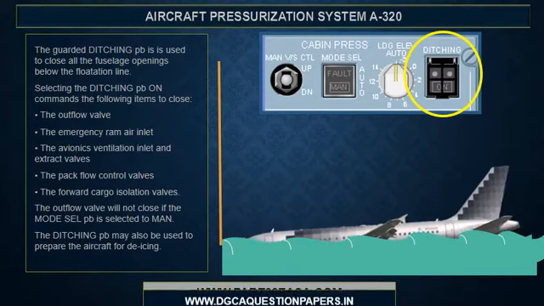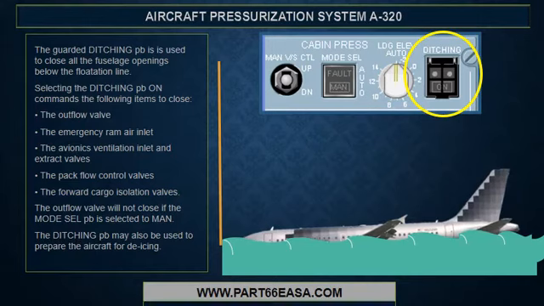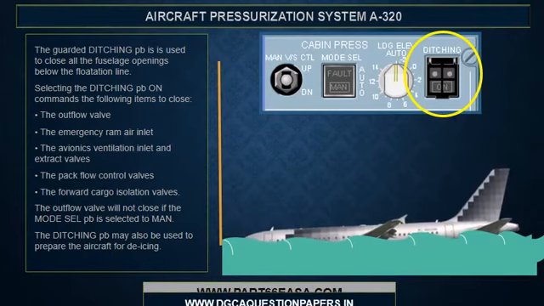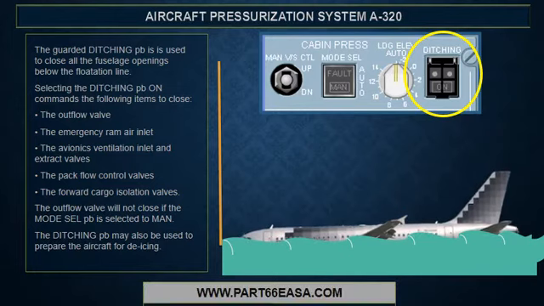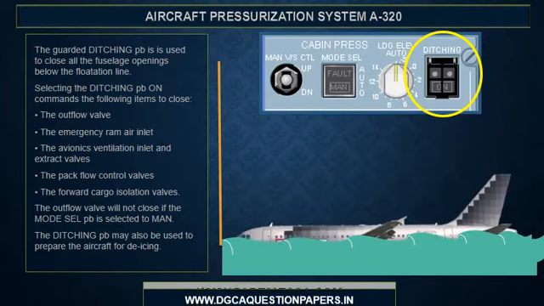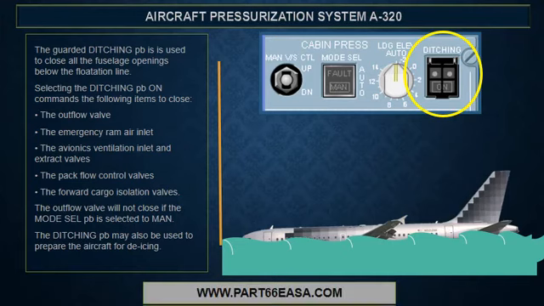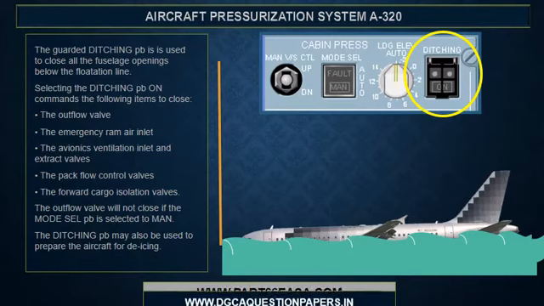The guarded ditching push button is used to close all of the fuselage openings below the flotation line. Selecting the ditching push button on commands the following items to close: the outflow valve, the emergency ram air inlet, the avionics ventilation inlet and extract valves, the pack flow control valves, and the forward cargo isolation valves. The outflow valves will not close if the mode select push button is selected to manual. The ditching push button may also be used to prepare the aircraft for de-icing.